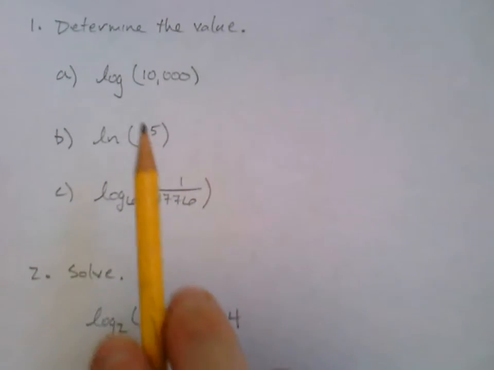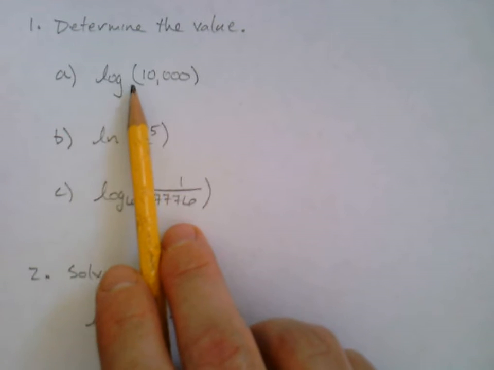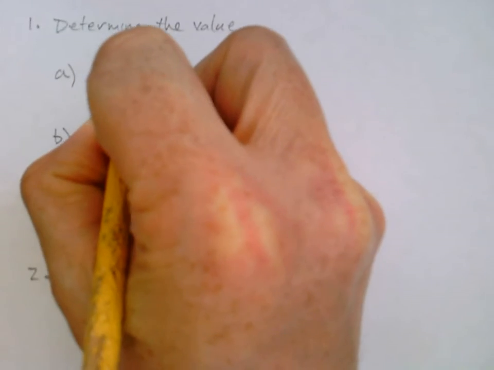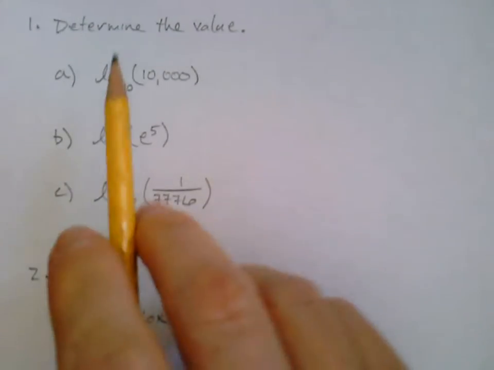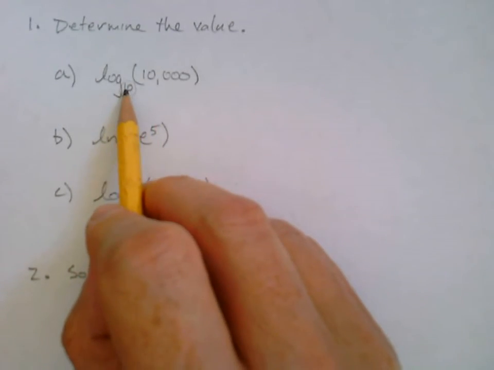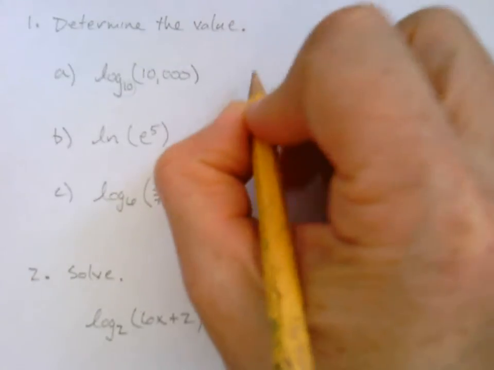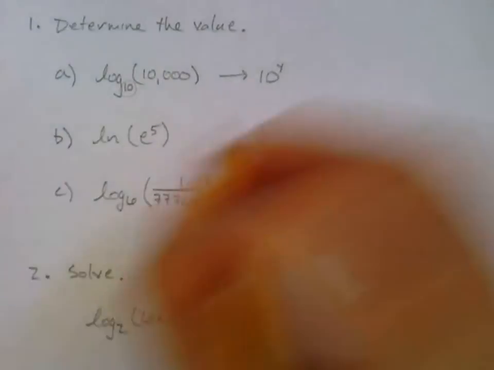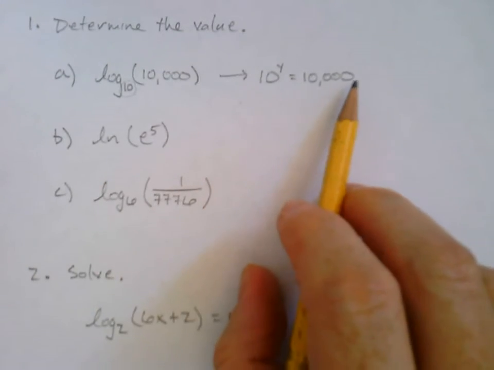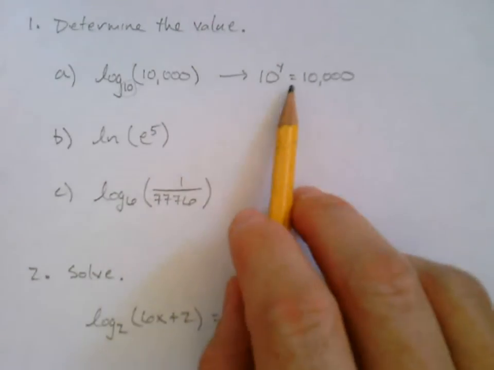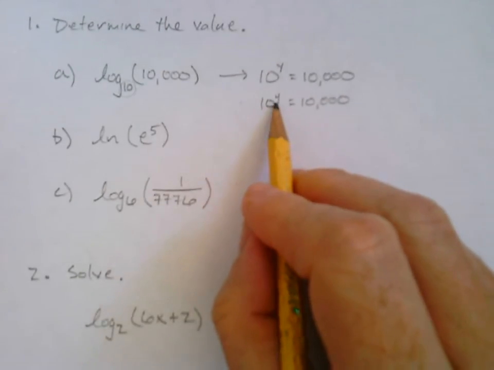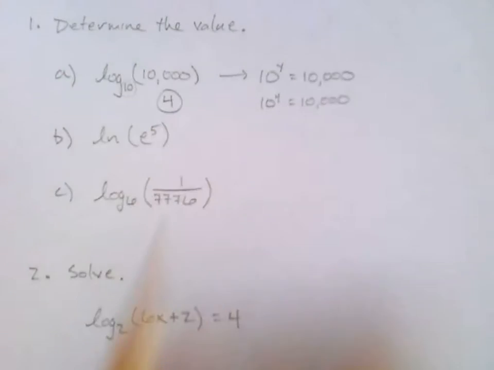Okay, let's check it out. Part A here. If there is no base written, what is the implied base? And of course it's 10, and sometimes you even go ahead and write that in. So I've got the log of 10,000 with base 10. So if I think, okay, that's my base, what power do I raise that to get this number? 10 raised to what gets me 10,000? Well, powers of 10, I see 1, 2, 3, 4 there, so that's going to be 10 to the fourth. So I've got my answer. This whole thing equals 4.